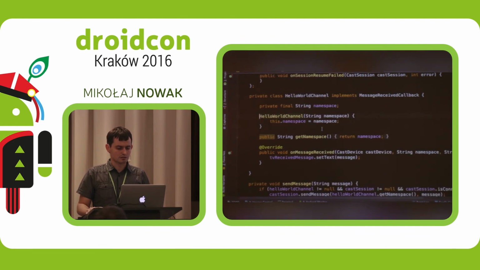This channel object looks this way. It's an implementation of the message received callback. Here we are just setting the namespace in the constructor. It's how Google recommends it, but we don't need to do it this way.